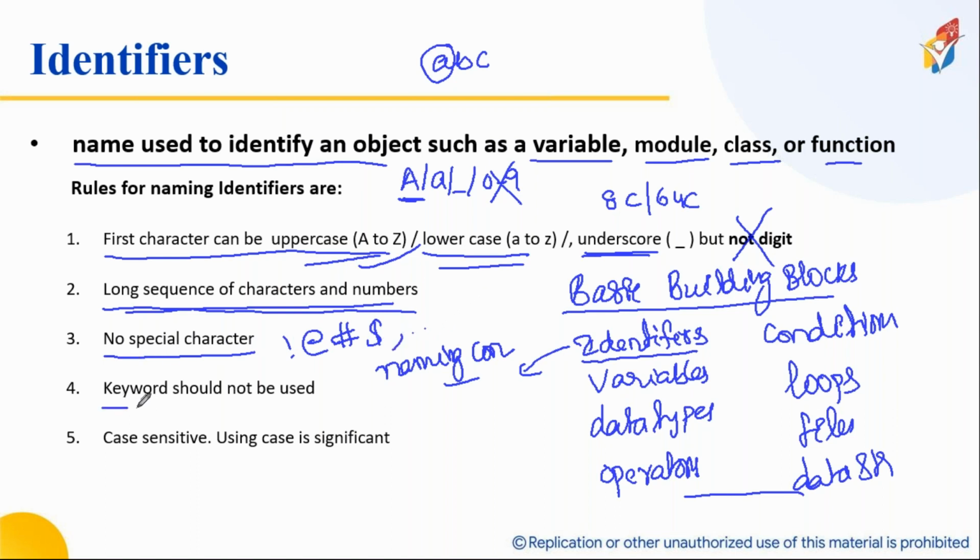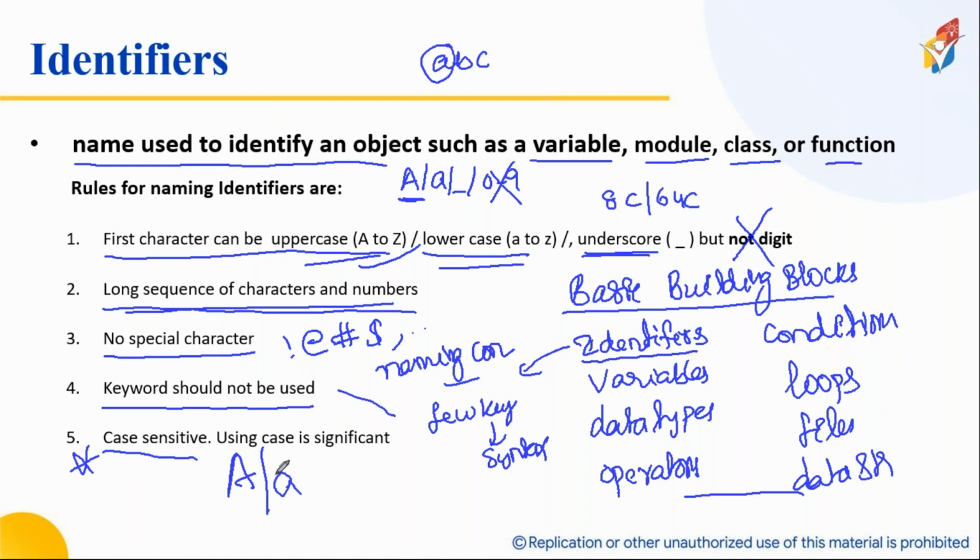Now, keywords should not be used. Just now in the previous slides, I told that every language has a few keywords. Every keyword has a sort of syntax. You should follow them. Then finally, a very important point: Python is case sensitive. Either I can use uppercase or lowercase, both are different. Listen carefully, uppercase is different and lowercase is different. Some programming languages will treat upper and lower as same.